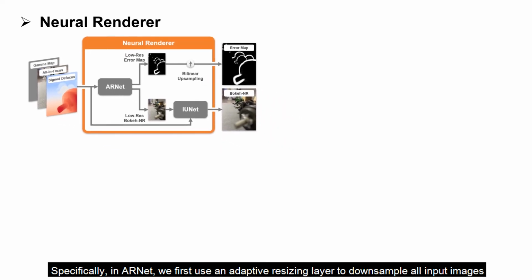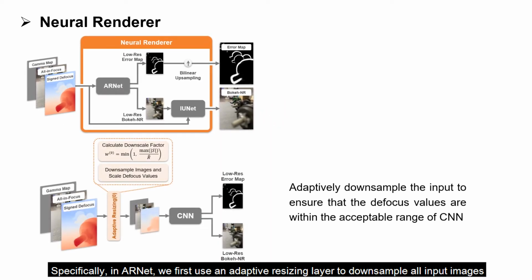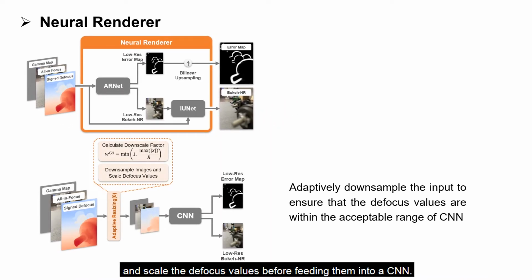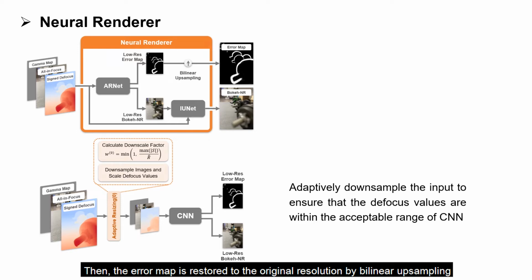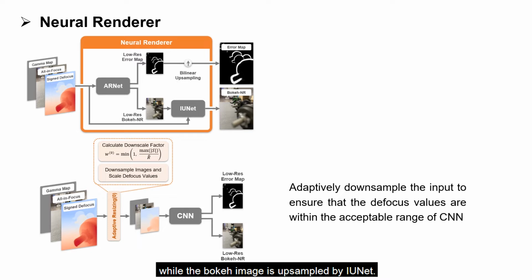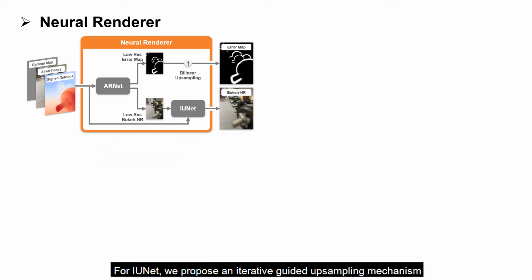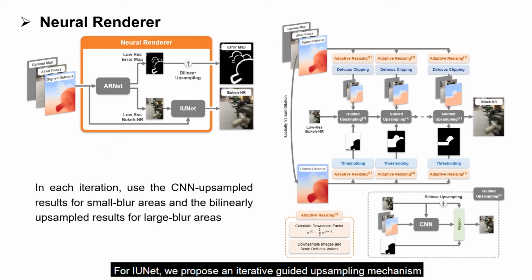Specifically, in ARNet, we first use an adaptive resizing layer to downsample all input images and scale the defocus values before feeding them into a CNN. The reason is that the actual signed defocus range is unlimited and may exceed the acceptable range of the network. Then, the error map is restored to the original resolution by bilinear upsampling, while the bokeh image is upsampled by IUNet.